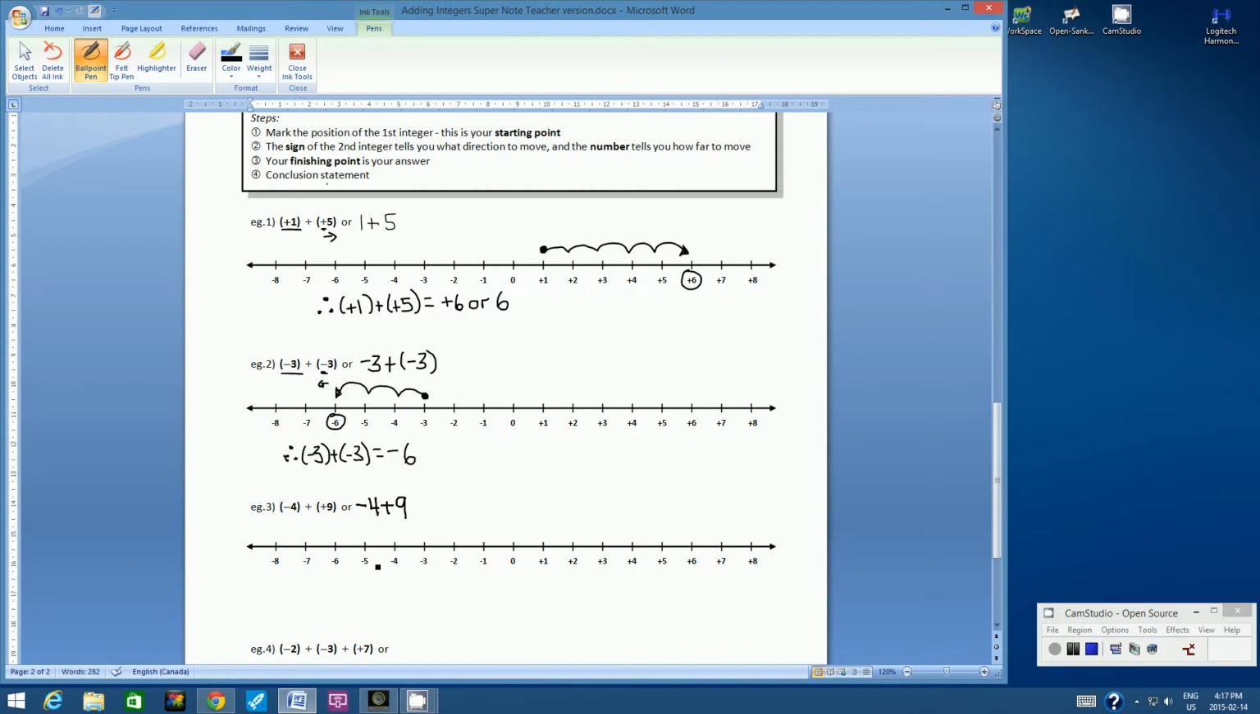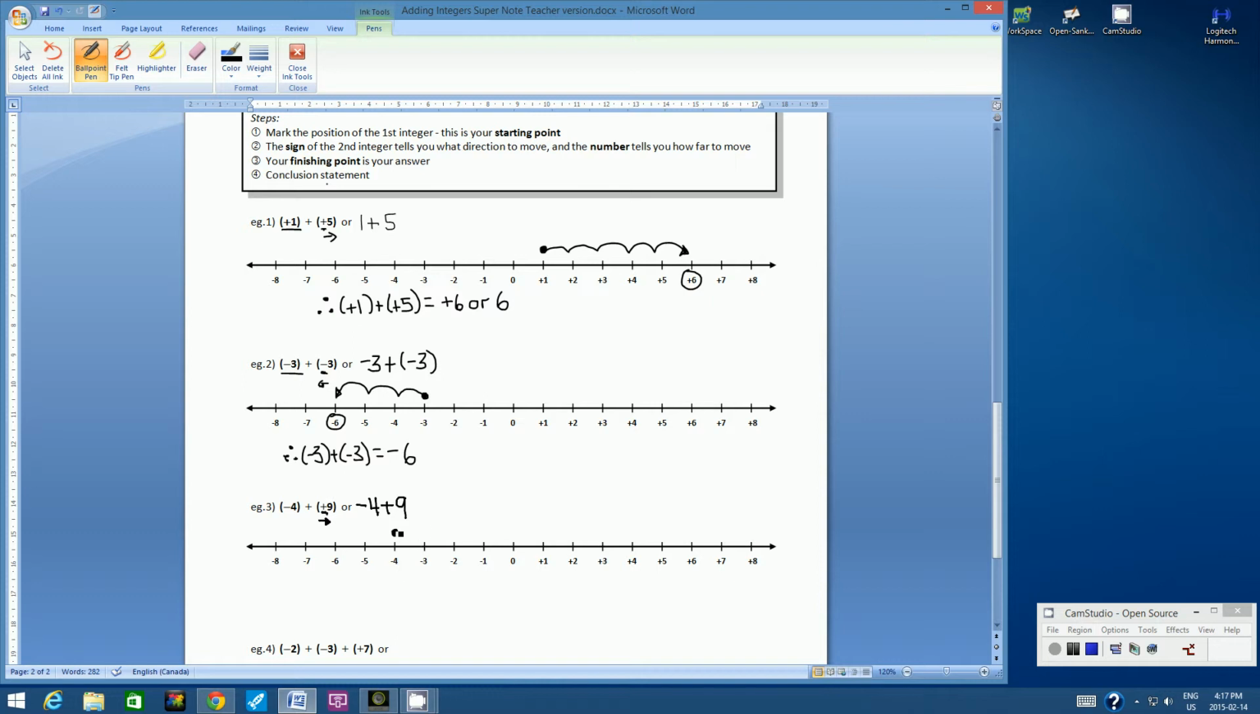Okay, let's work it out on the number line. Step 1, mark the position of the first integer. Right there. Number 2, the sign of the second integer, which is positive, means we are moving to the right. And the number of the integer tells us how far to move. So we're going to move to the right 9 places.